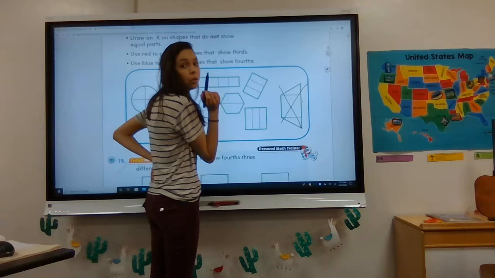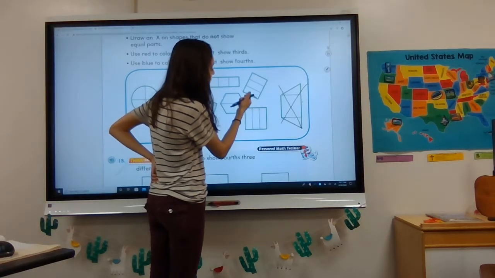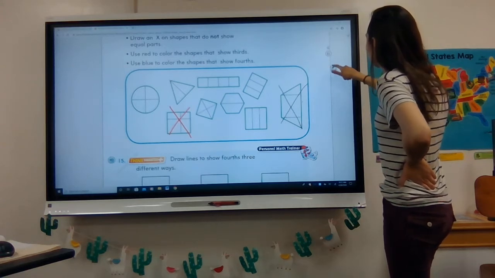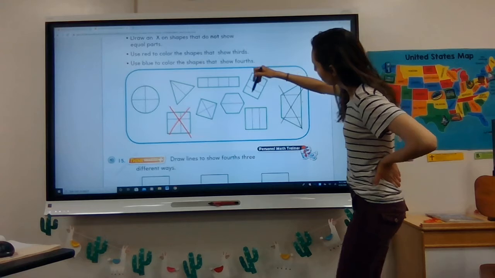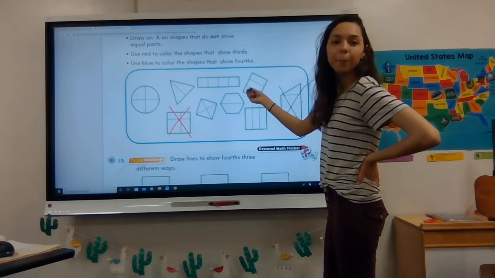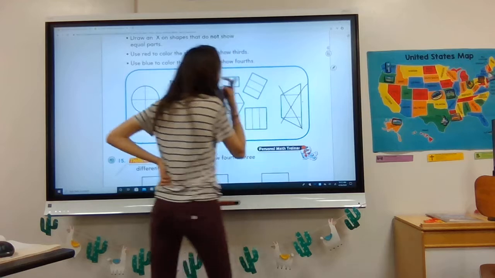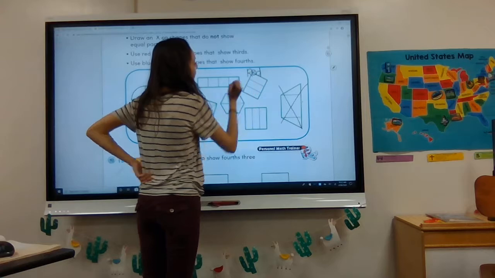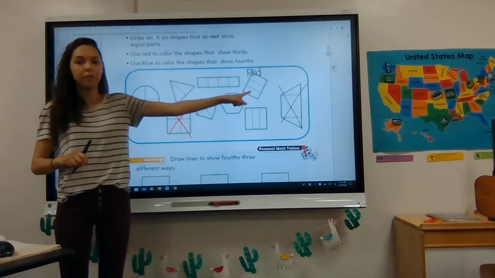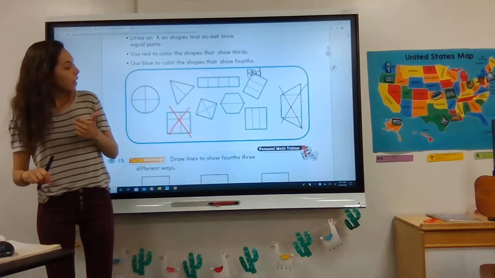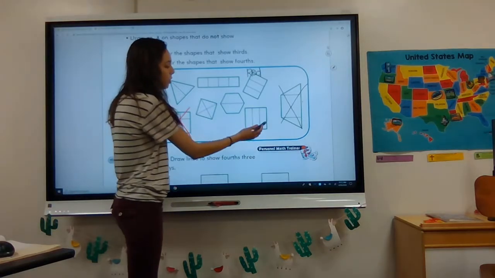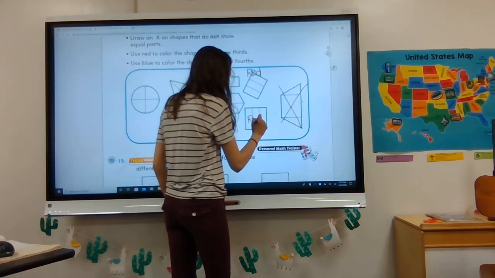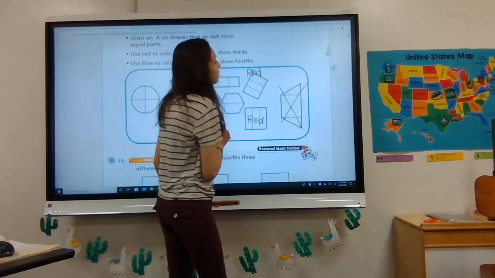So you're going to use your color, and you should have red. Well, it's not going red, so I'll just write over the shape red. Okay, so this shape should be red right here. All right, and then, oh, we didn't do this one. 1, 2, 3, that's thirds, 3 equal parts. So this one should also be red.